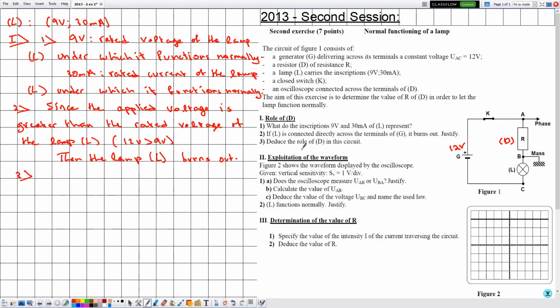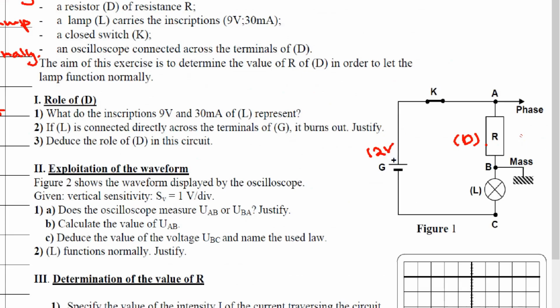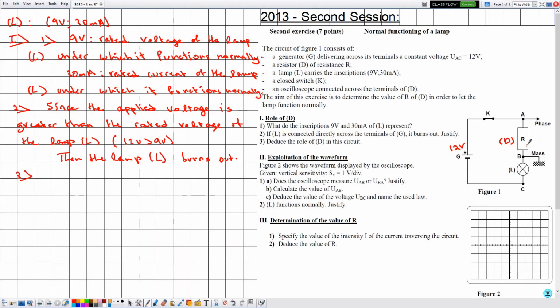Now in number 3 they are telling me deduce the role of D in this circuit. D is the resistor R. We know that any resistor has two roles, either to transform electric energy into thermal energy, which is known as heat, or to protect other electric components by limiting the flow of electric currents. Here, because they are telling me deduce, and deduce means that we need to use the part just previously before. In part 2 we have talked about why L has the probability to burn out. Therefore the role of the resistor D is to protect the lamp L by limiting the flow of electric current.